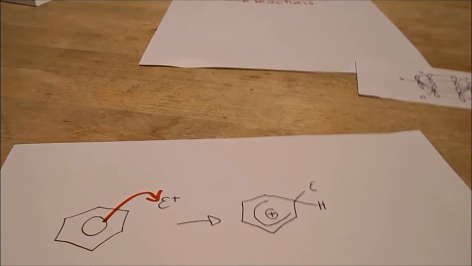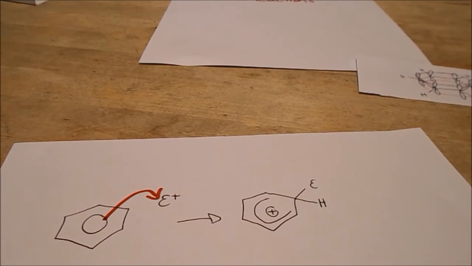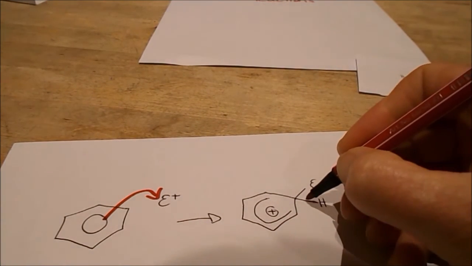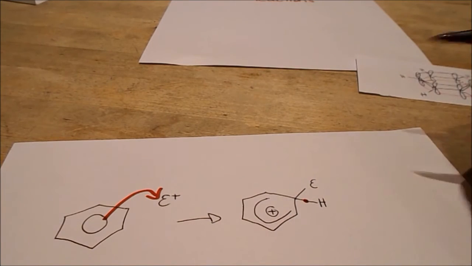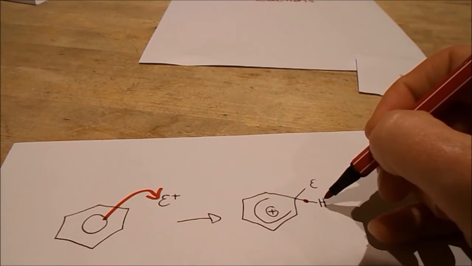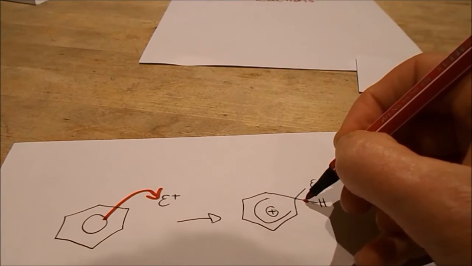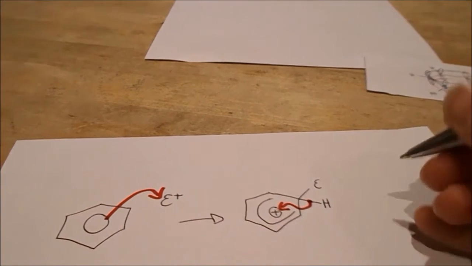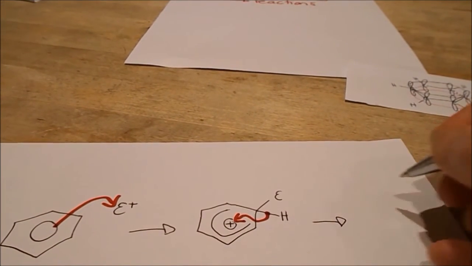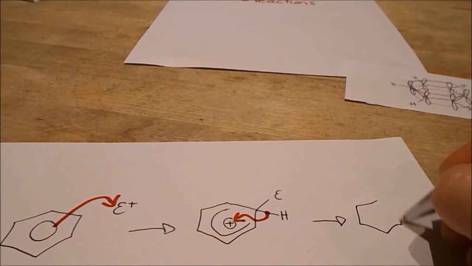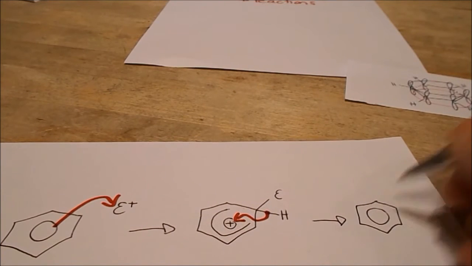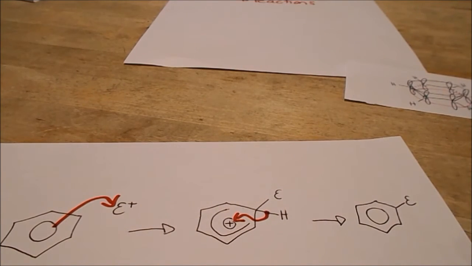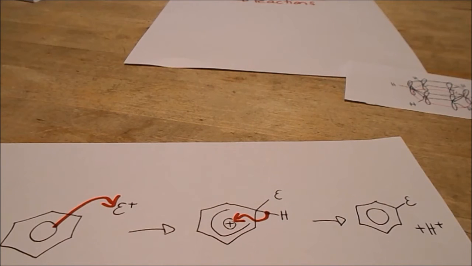Now, that is going to be really unstable. We need to reform our ring. So in reforming our ring, we're going to lose our hydrogen. From midway along the carbon-hydrogen bond here, the electron pair is going to go back into the ring. And so the end of our reaction is going to be the ring reformed. We've got our electrophile now nicely attached, and we've kicked off an H+. So that's a generalized structure.